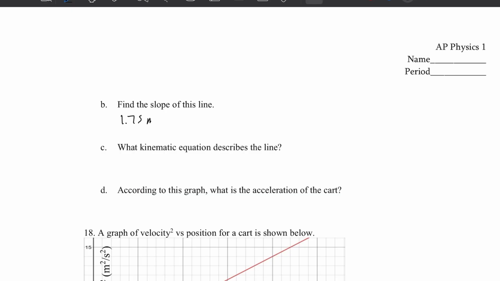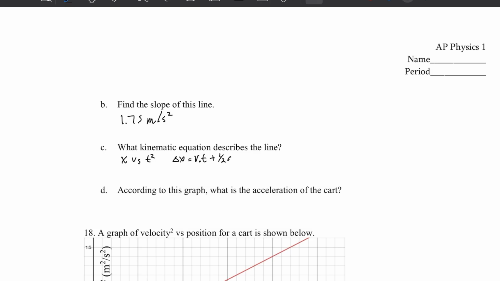So my slope is 1.75 meters per second square. Those are the units from the table. What kinematic equation does the line describe? Well, I've got x versus t squared for my graph. So what equation has an x on the left, or a y, doesn't matter, and on the right it has a t squared? Well, delta x is equal to v naught t plus 1/2 at squared.